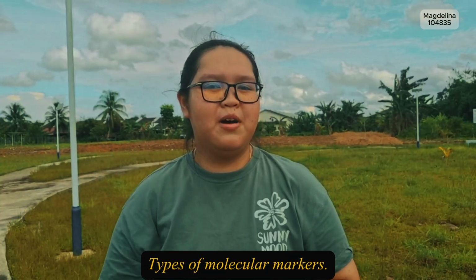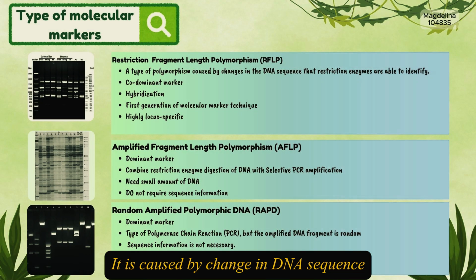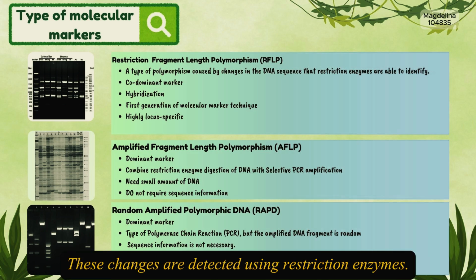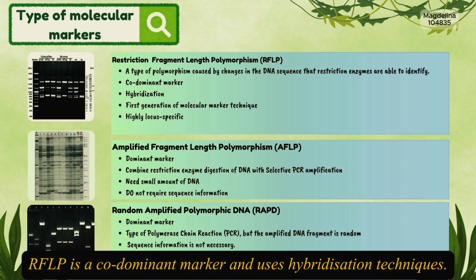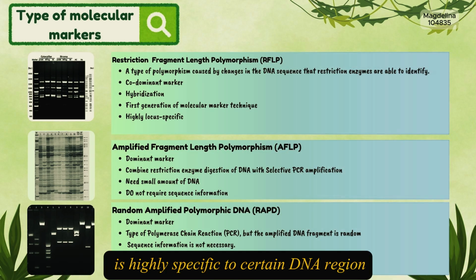Types of molecular markers. RFLP is caused by changes in the DNA sequence. These changes are detected using a restriction enzyme. RFLP is a codominant marker and uses a hybridization technique. It was one of the first molecular marker methods and it is highly specific to certain DNA regions.